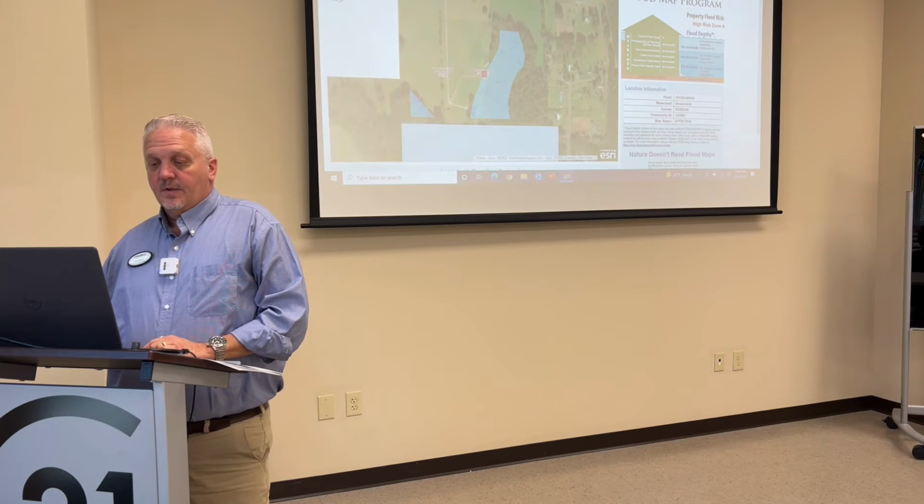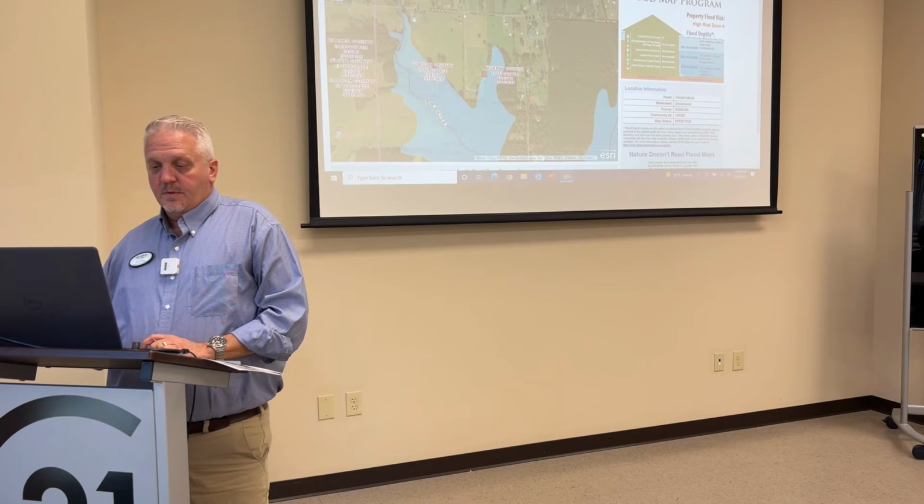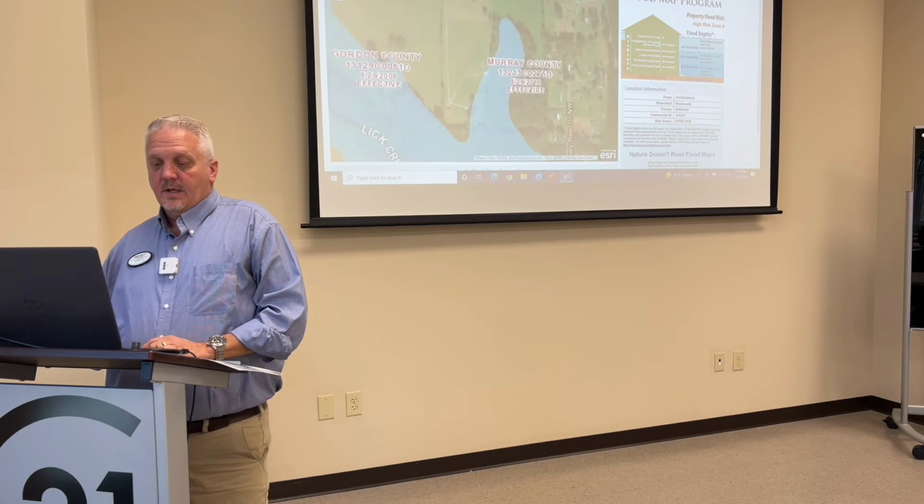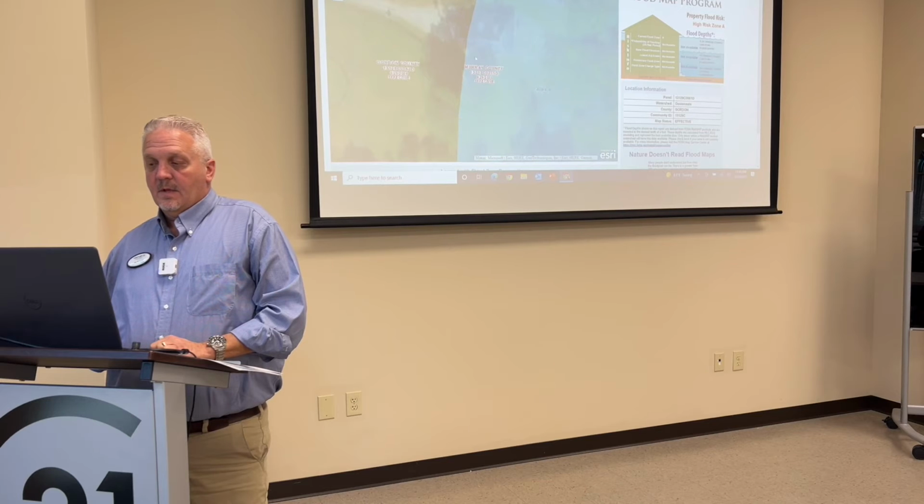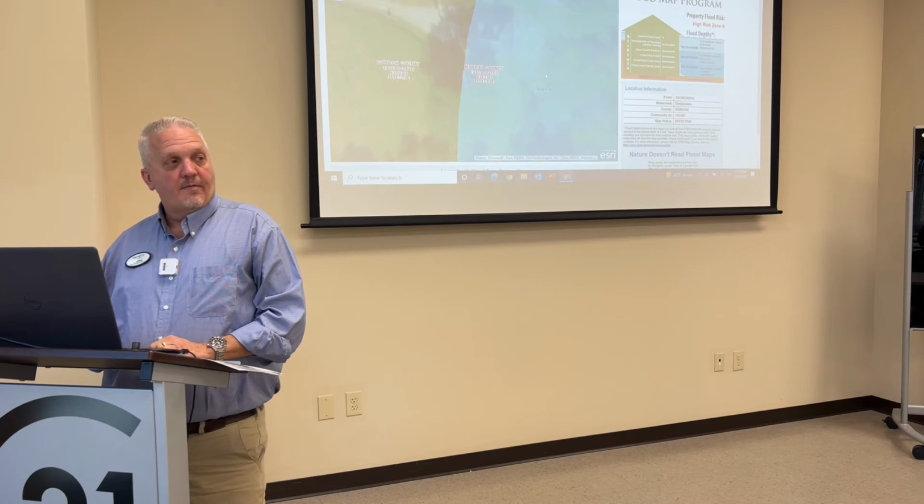Okay, so this is the property. This was the driveway that I showed, and this is where it came back at. The nice thing about this is you can zoom in and you can see exactly where the line is. Look at where that house sits. Half on, half off.